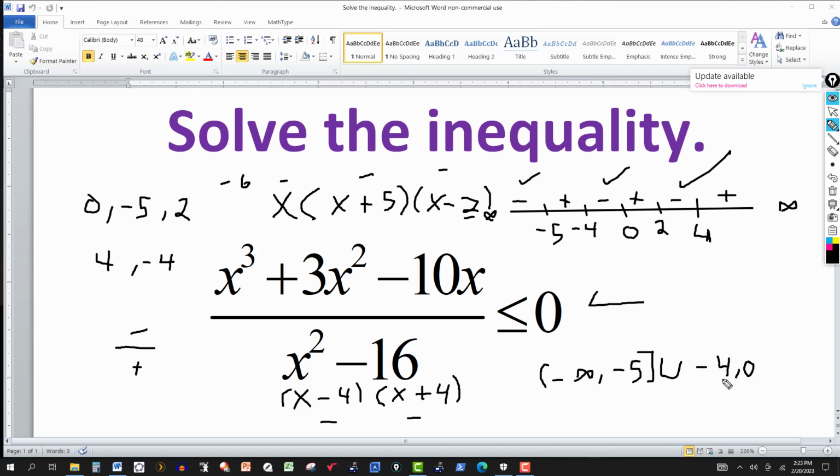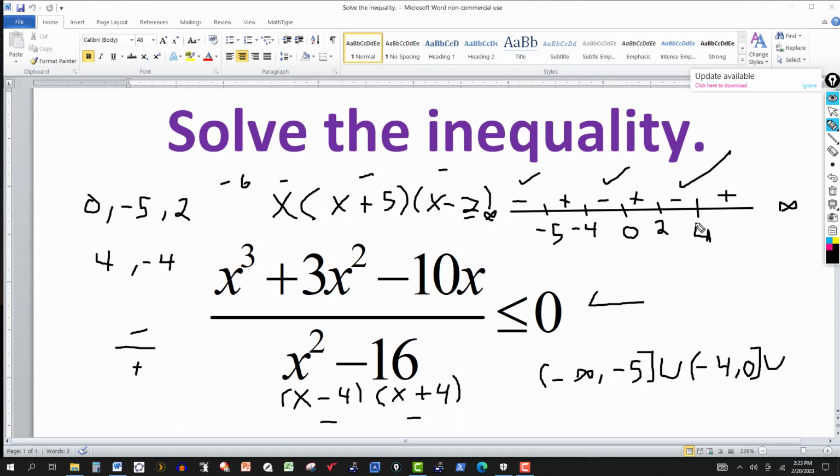So do we want to include negative 4? Well, negative 4 makes the denominator 0. So division by 0 is not defined. So here we have to put a parenthesis. Negative 4 is not included. Everything between negative 4 and 0 is included. Is the 0 included? Well, 0 makes the numerator 0 because I put 0 where the x is. The numerator becomes 0, but not the denominator. So we want to include the value of 0. So we put a bracket on this one. And then union.